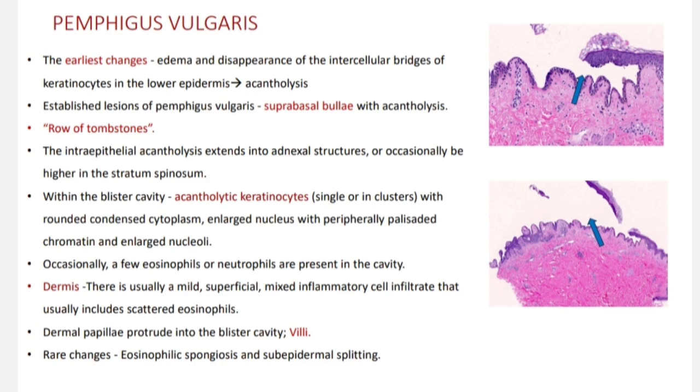And in the dermis, there is usually a mild superficial mixed inflammatory cell infiltrate that usually includes scattered eosinophils. The dermal papillae, which is lined by a single layer of basal keratinocytes, may protrude into the blister cavity, which is called villi. And rare changes in pemphigus vulgaris include eosinophilic spongiosis and subepidermal splitting. So the image shows suprabasal splitting with a single layer of basal keratinocytes showing row of tombstones appearance.